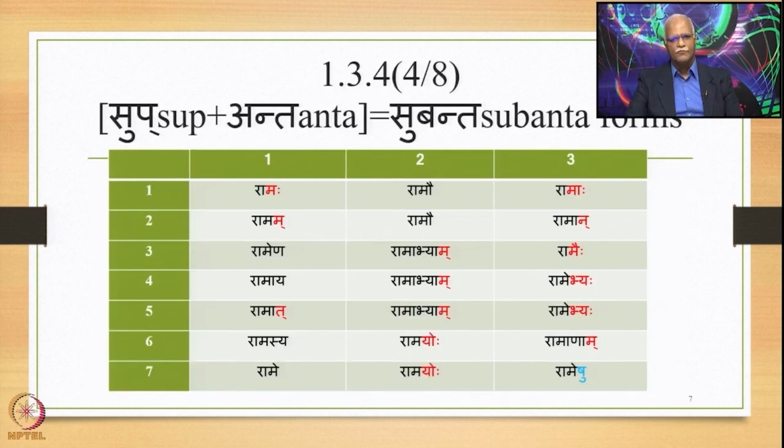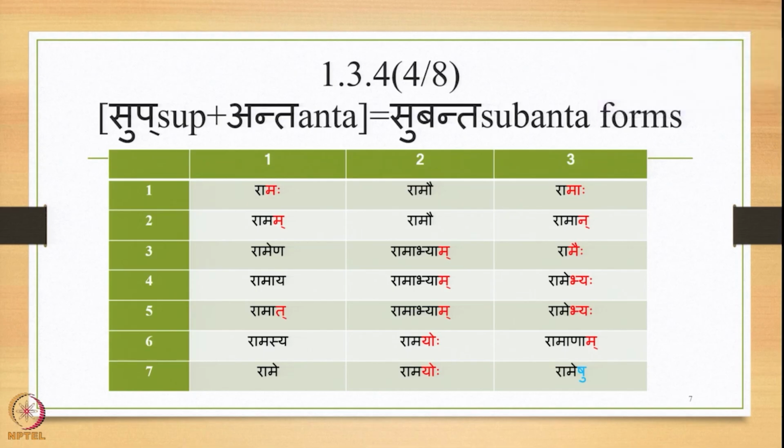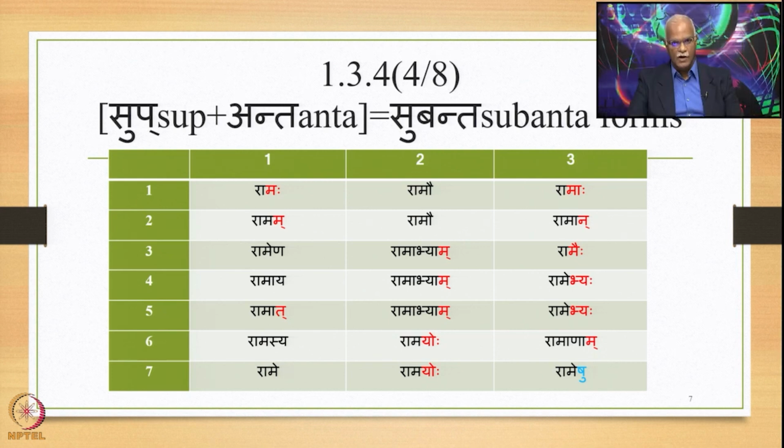Along with the sup, we also have the subanta forms listed for you, namely Ramaha, Ramau, Ramaha, Ramam, Ramau, Raman, Ramena Ramabhyam Ramaihi, Ramaya Ramabhyam Ramebhyaha, Ramat Ramabhyam Ramebhyaha, Ramasya Ramayoho Ramanam, and Rame Ramayoho Rameshu.